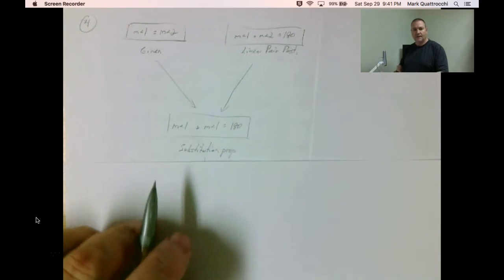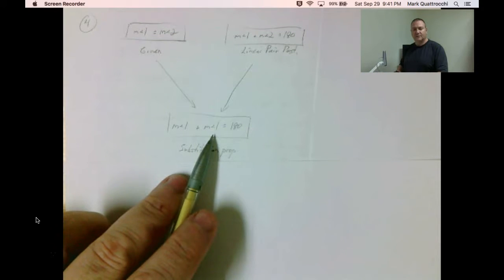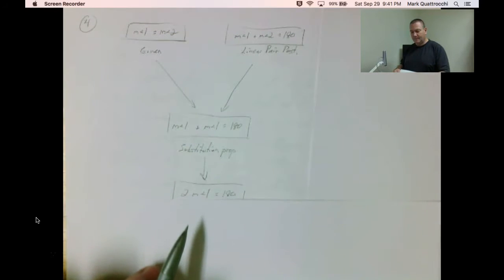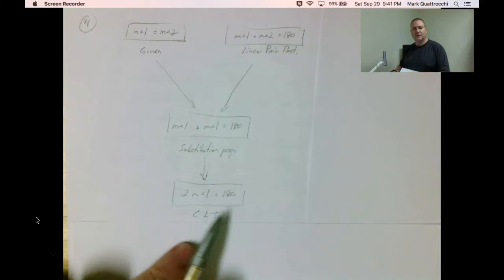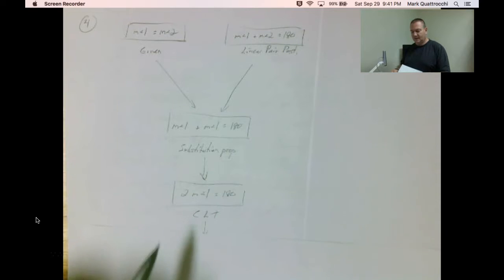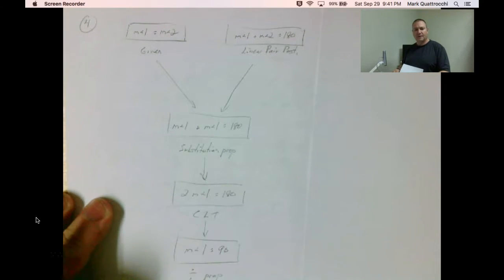Now, don't go too far. The measure of angle 1 plus the measure of angle 1 is 2 times the measure of angle 1 by combining like terms. 2 times the measure of angle 1 equals 180 degrees. What can I do with this statement? I can divide both sides by 2. I get the measure of angle 1 equals 90 by the division property.